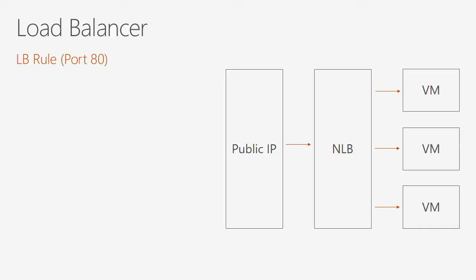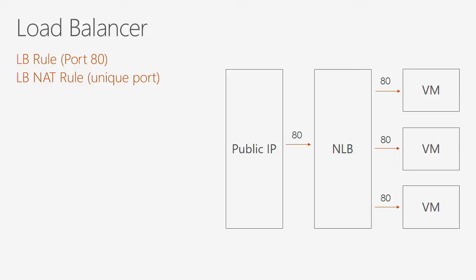The first thing is the load balancer rule. A load balancer rule is the port that I want to expose from the VM, in this case 80, such that as my traffic comes in on port 80, it's load balanced across all the other VMs on port 80. Simple enough.